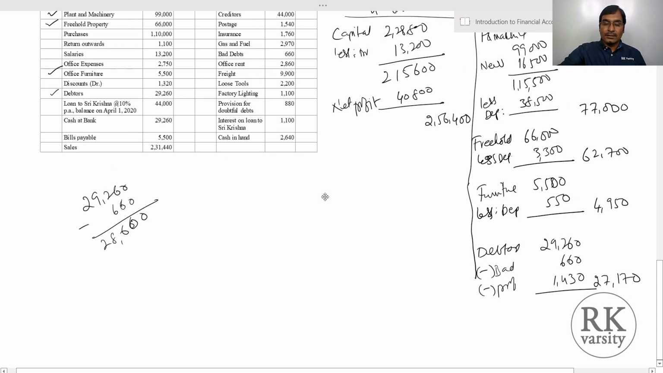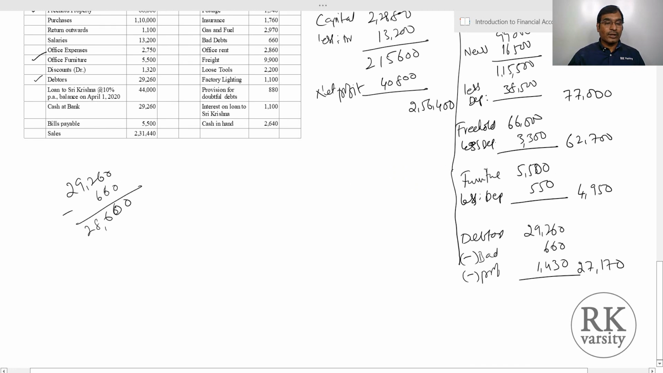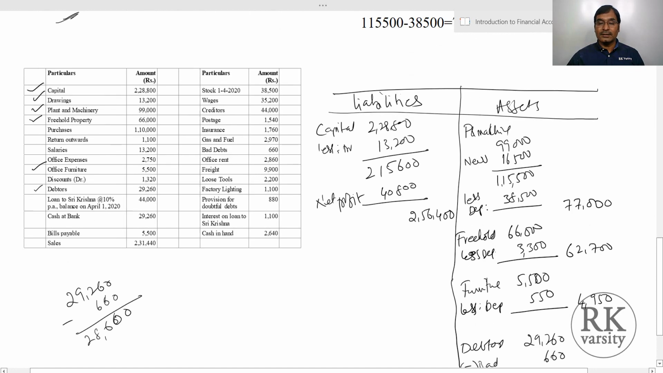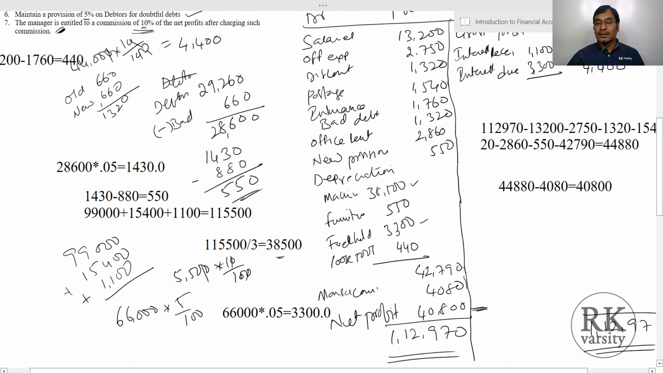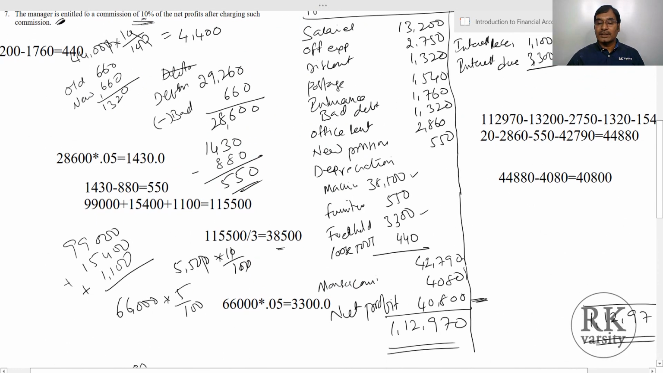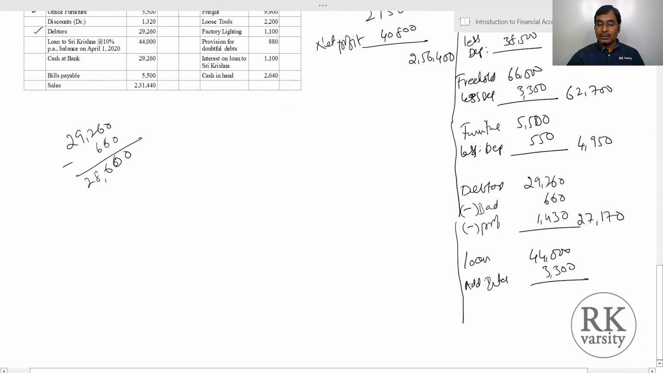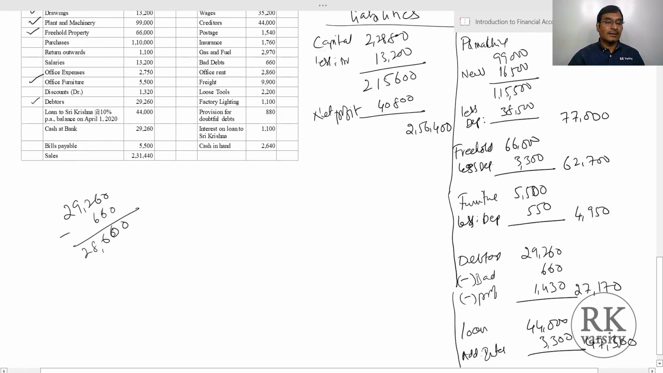27,170. Then we are done with the debtors. Then loan to Sri Krishna is 44,000. Loan is 44,000 and add interest outstanding. So this is 3,300. See, we calculated here. Now interest due is 3,300. So this comes to 47,300. 47,300. So this is recorded.